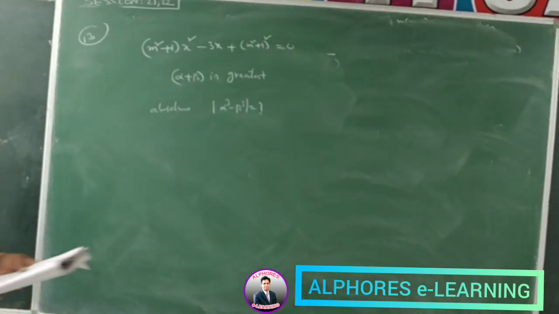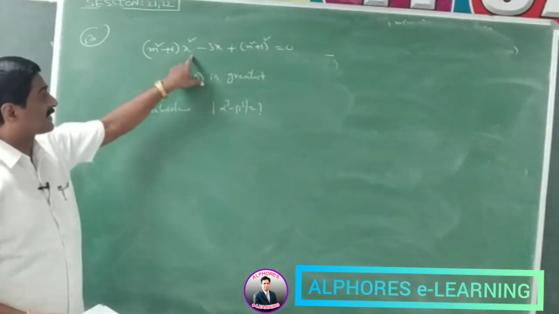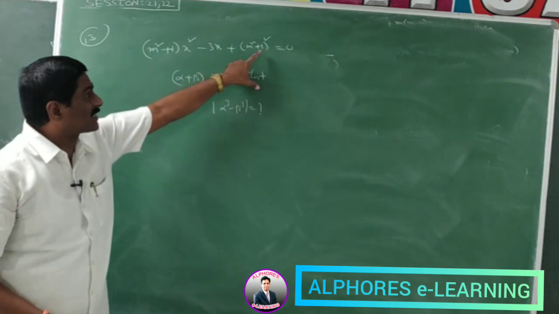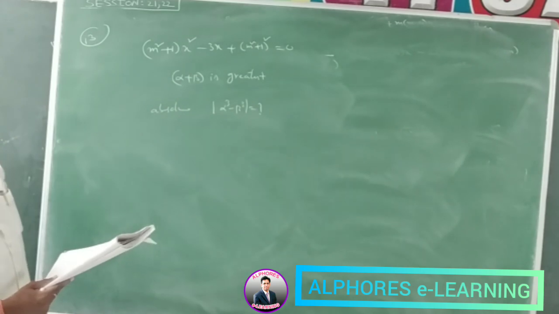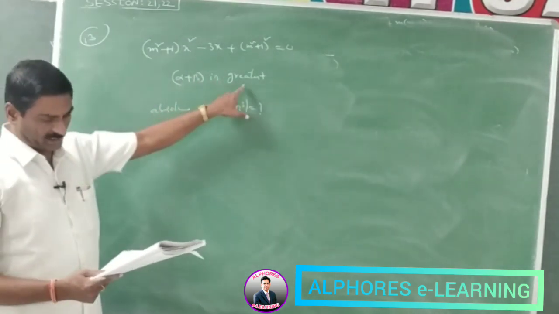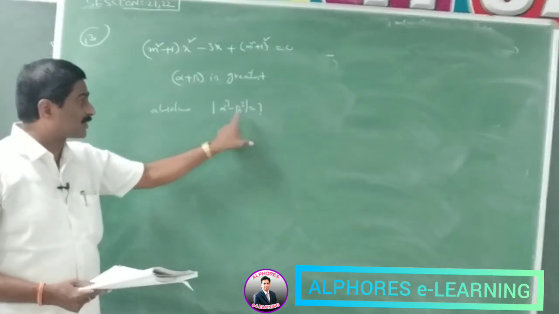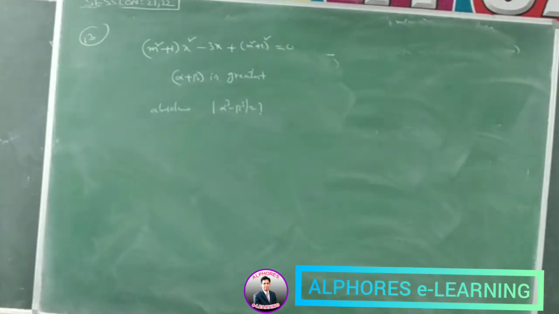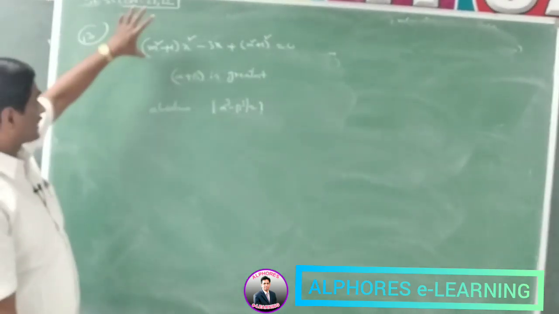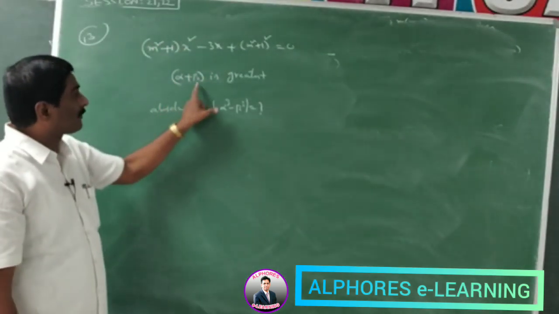Once again, if m is chosen in the quadratic equation (m square plus 1) x square minus 3x plus (m square plus 1) whole square is equal to 0, such that the sum of its roots is greatest, then the absolute difference of cubes of the roots, mod alpha cube minus beta cube, is equal to how much? In this case, the given quadratic equation is this. We find the value of m such that alpha plus beta is greatest.